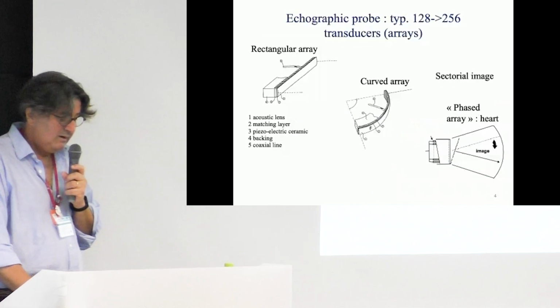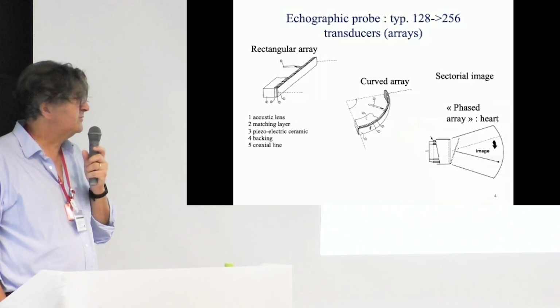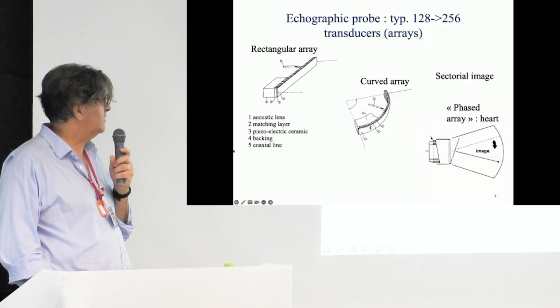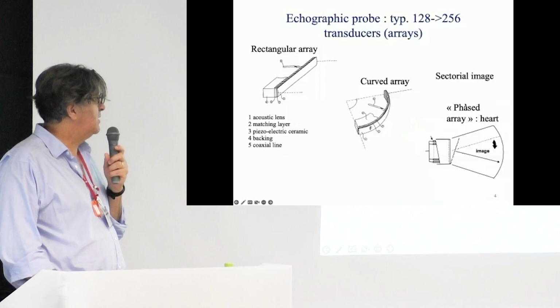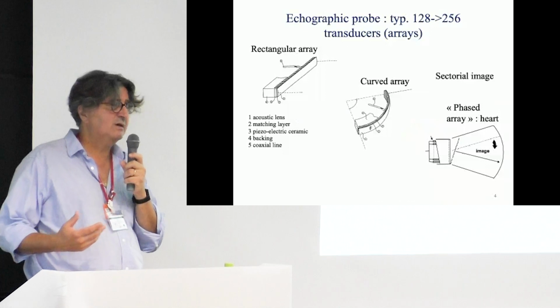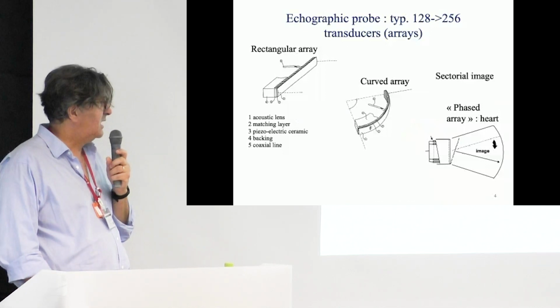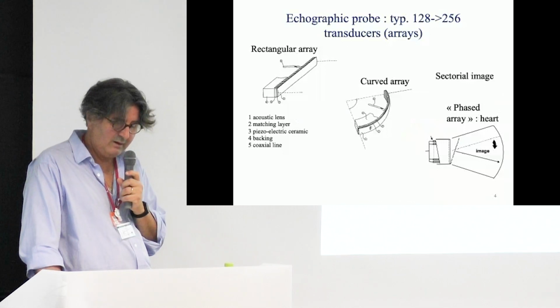As I say, each type of transducer will produce various types of images. So I have already discussed the internal structure of arrays, and they are all more or less the same. But of course, rectangular arrays will produce rectangular images. And to that, you have curved array that will produce sectorial images, as well as phased array for echocardiography.